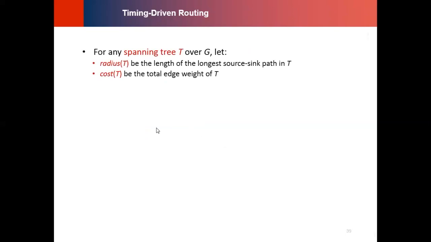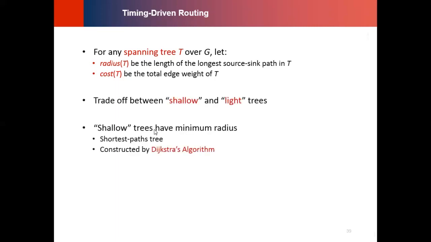So for any spanning tree, let radius be the length of the longest source-sink path, and let cost be the total edge weight. So we will have two parameters, radius and cost. Radius will be the length of the longest source-sink path and cost will be the total edge weight.